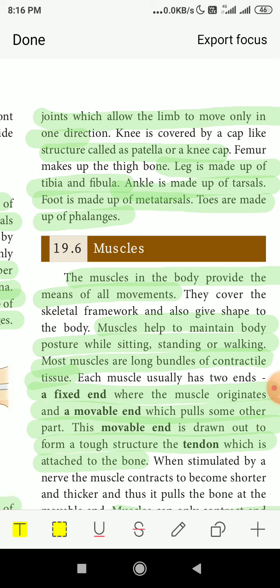The femur makes the thigh bone. It is the longest bone. It is the femur, the thigh bone. The leg is made up of tibia and fibula. The ankle is made up of tarsals. The foot is made of metatarsals. Toes are made up of phalanges.